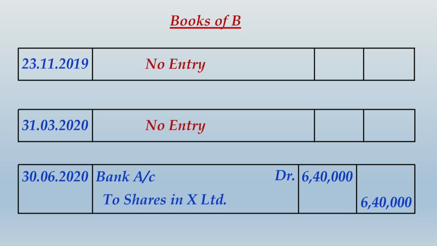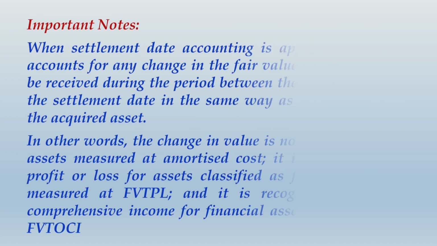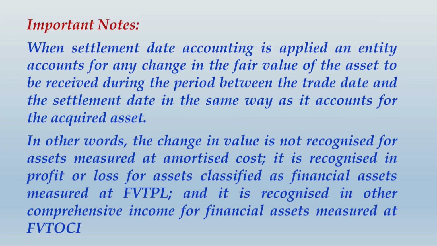Alright friends, you would have finished writing this whole thing. I want you to write one more note as an important note over here. When settlement date accounting is applied, an entity accounts for any change in the fair value of the asset to be received during the period between trade date and settlement date in the same way as it accounts for the acquired asset. This paragraph is meant for the party A.